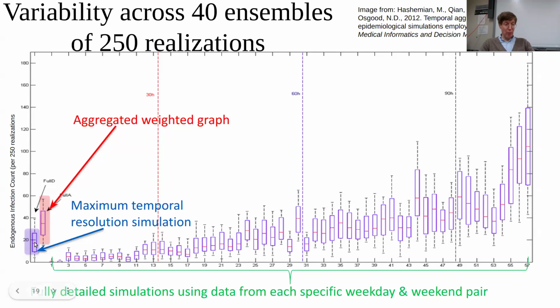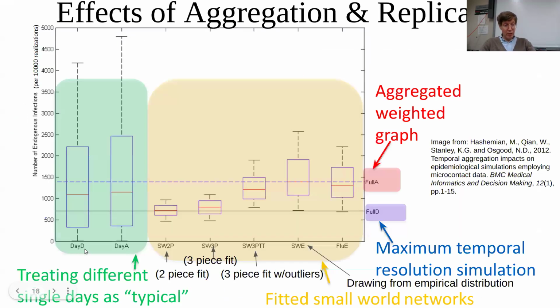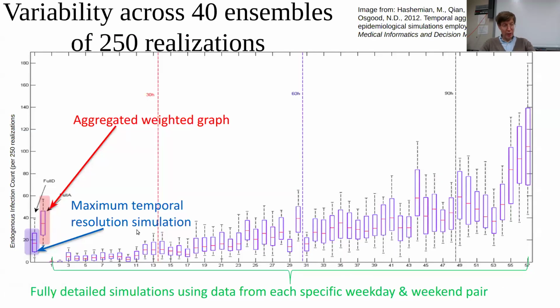This is the maximum temporal resolution. There's some variability here just due to chance. Sometimes it's more, sometimes it's less. But I think we only showed the mean one here, but this is the variability. But you can see it's dwarfed by the variability of positing that this pair is representative of the whole of weekdays and then weekends, respectively. This is the aggregated, weighted graph where we just aggregate the whole thing together, treat people as just having contact patterns in a static, fixed way, with each person with a fixed set of people for the entire study.